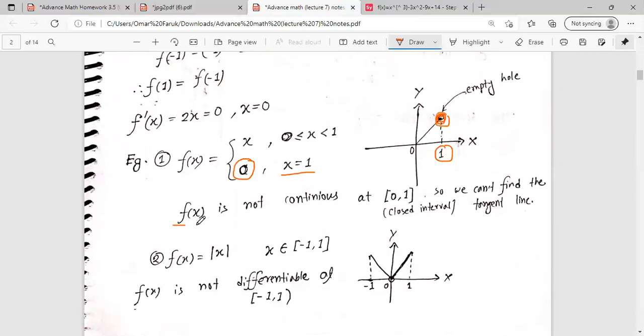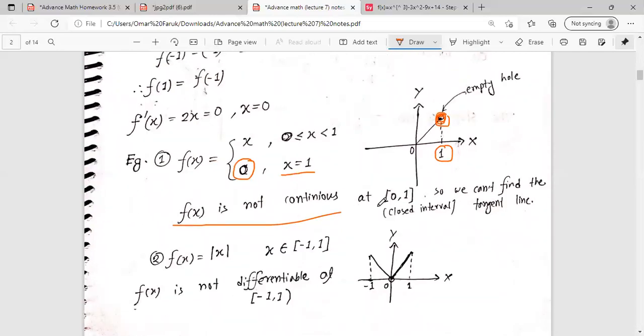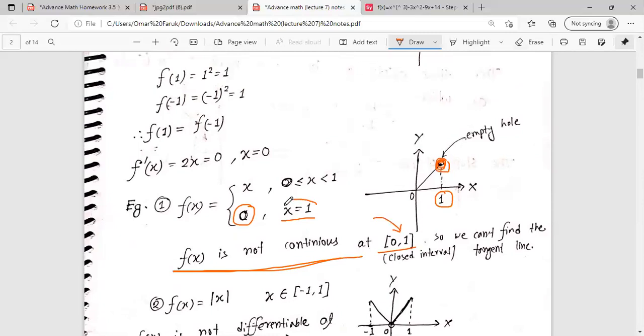So if f of x is not continuous, that means this function is not continuous at [0, 1]. This is a closed interval, okay? So this function is not continuous at [0, 1], because if x is equal to 1, y is equal to 0, that means y is here. So you see the value y just jumped from here to here, right?